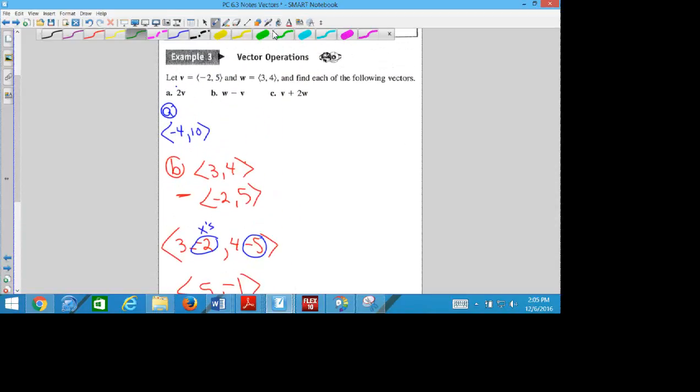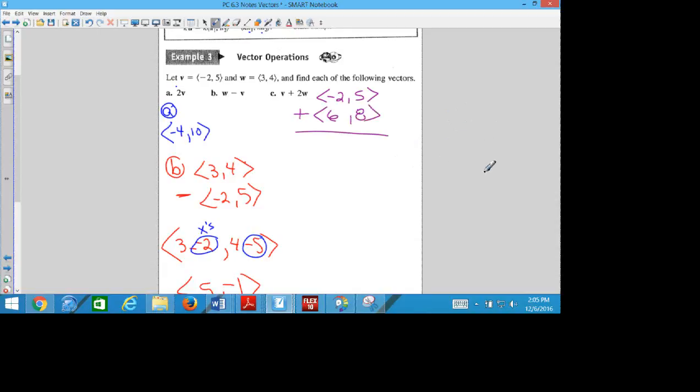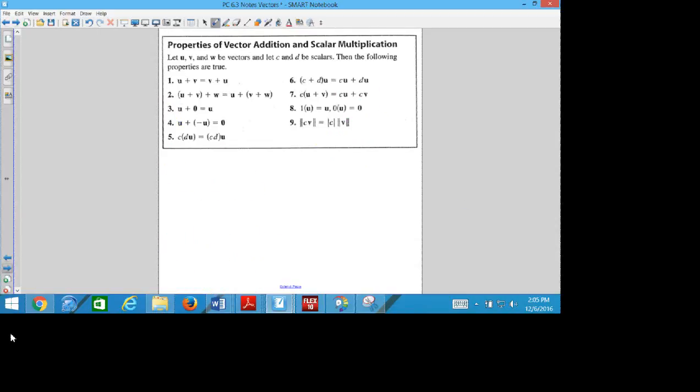All right, question C is vector v plus 2 vector w. So we're going to take vector v, which is negative 2, 5, and we're going to add on 6, 8. Where did I get 6, 8 from? 2 times. I took that scalar and I just distributed it to w. And so my answer would be vector in component form 4, 13. All right. This is all the properties of addition and scalar multiplication. You can look at it if you need it. These are just all the properties that you could use.